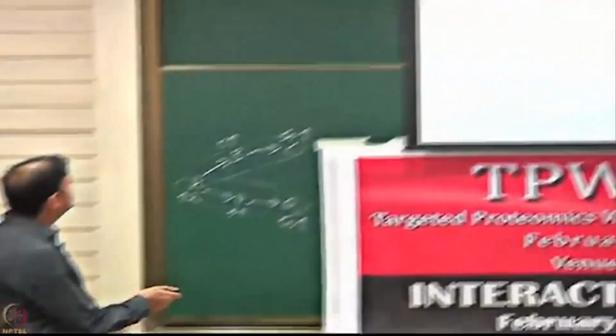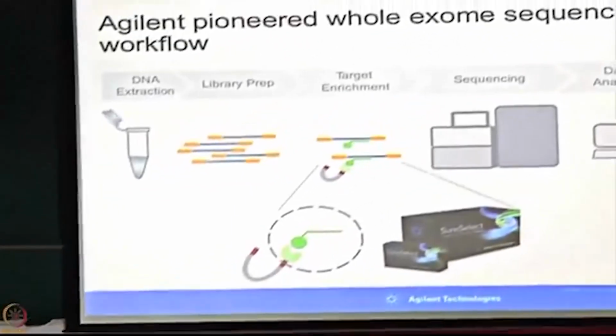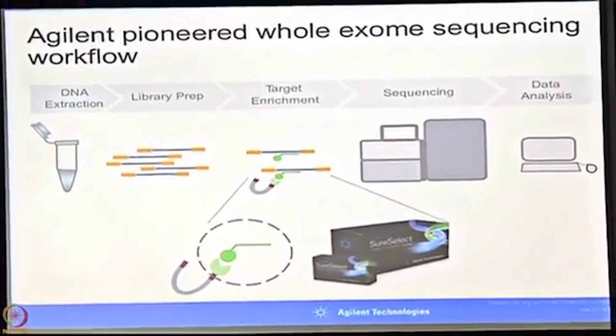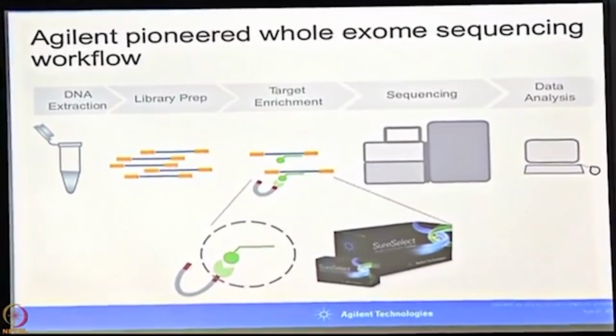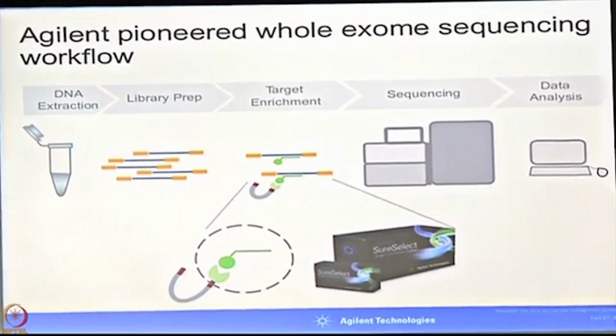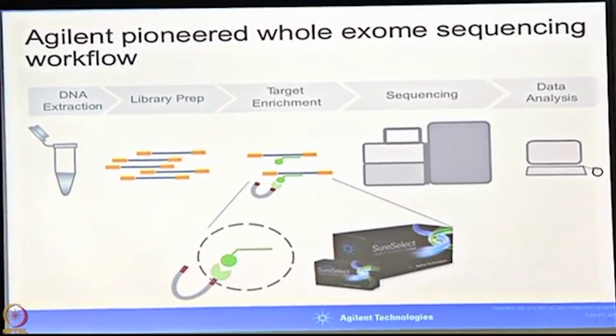So you need to extract the DNA from the patient, right? Then go for library preparation, and then target enrichment. After seeing the library is perfectly fine, you can sequence and go for data analysis. So this is one workflow. Basically, you can use our Exome panel for the diagnosis of rare disease.